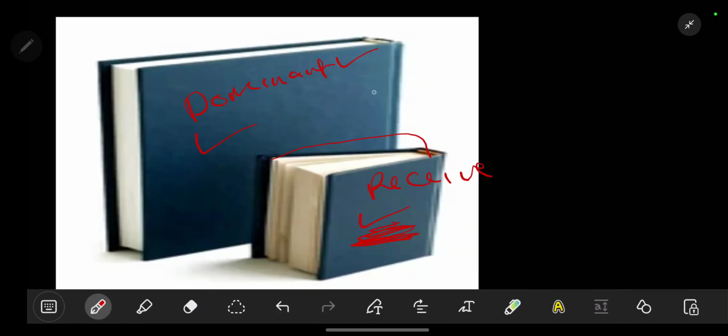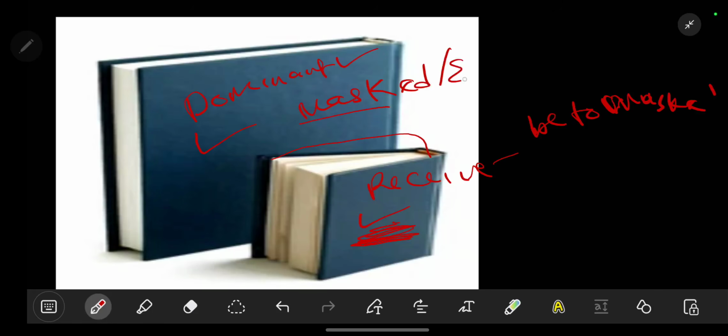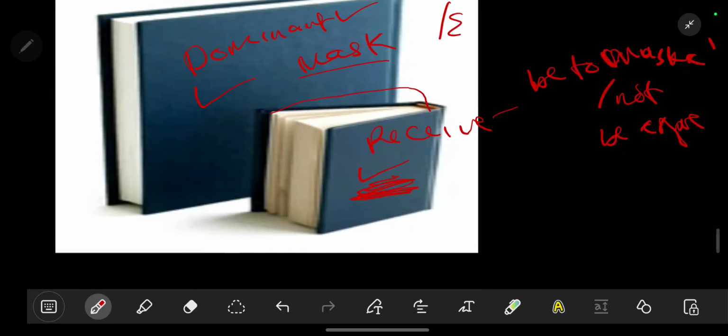Now with this same idea, let me explain what we mean by dominant and recessive. Dominant is the characteristic of a gene to mask another, while recessive is the characteristic of a gene to be masked. So get the difference. This one is to mask another, and this other one is to be masked, or rather not to be expressed if a dominant allele is present.